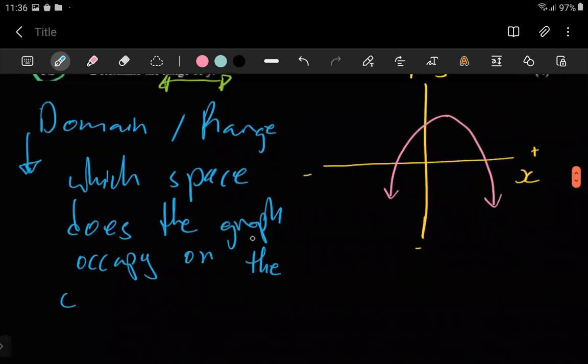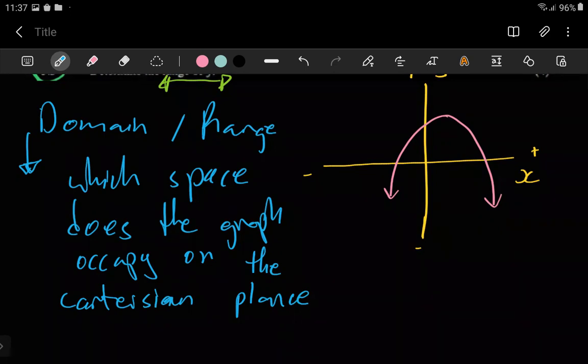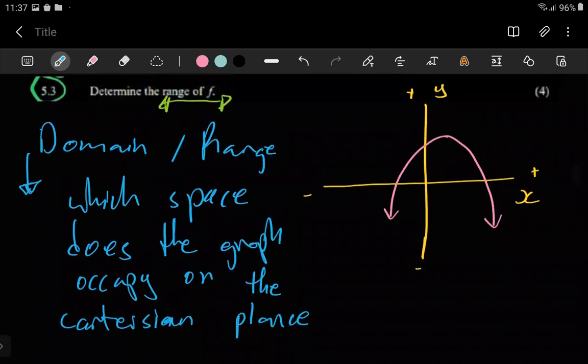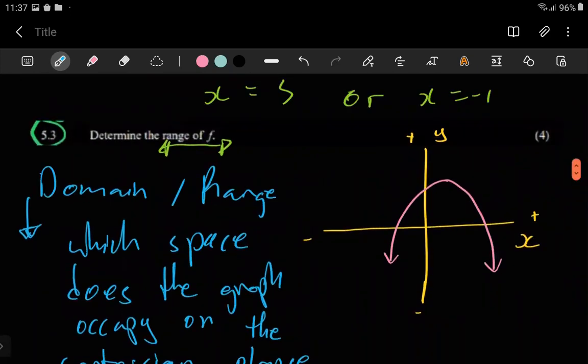Which space does the graph occupy on the Cartesian plane? So that's what domain and range is asking you. It's basically asking you which space in the Cartesian plane does the graph occupy. So looking at the image here, you need to know specific things about the graph. You need to know how the graph behaves.